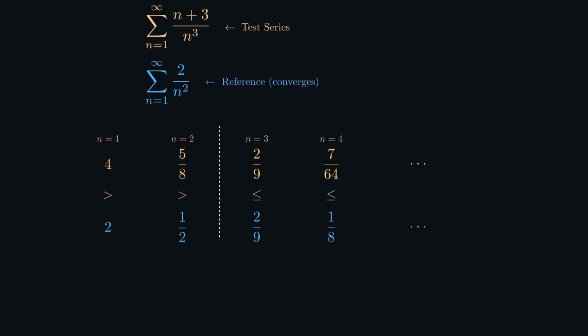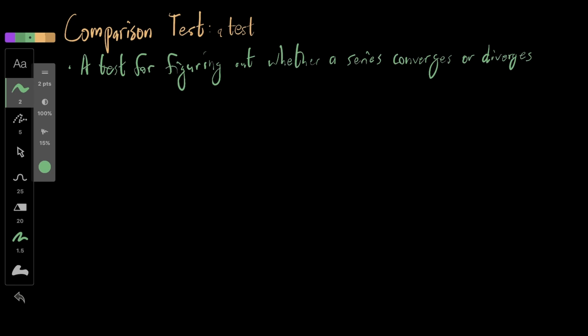And since the test series is less than that for pretty much every single term, besides the first couple, that means it's going to converge to some finite value, which will be slightly greater than the reference term, but that's not very important. All we mostly care about is, does the series converge or diverge? So, what did we learn?